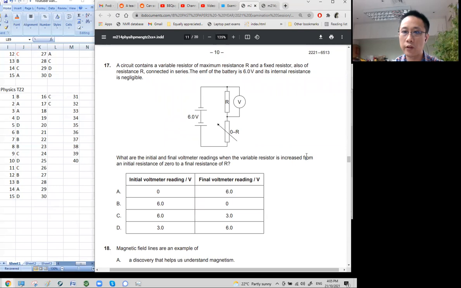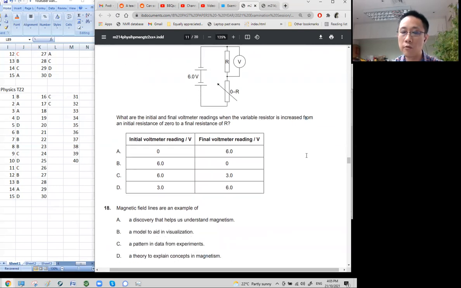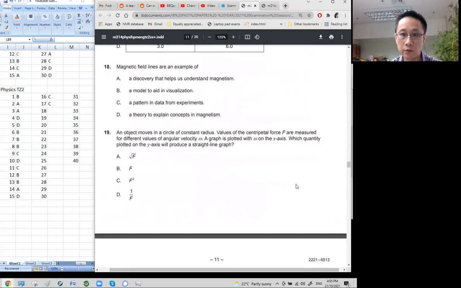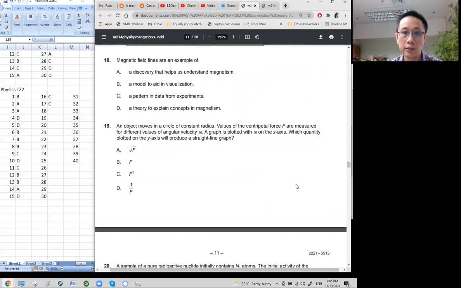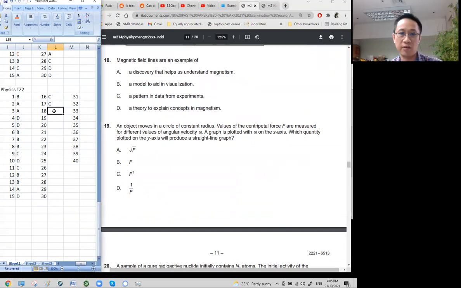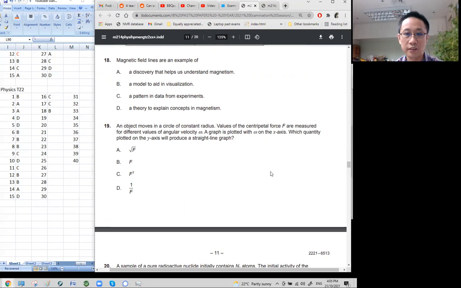This is much more straightforward than the timezone 1 paper for some reason. And I also saw the same for chemistry. Okay, question 18. Magnetic field lines are an example of weird nature of science questions, but I think B is a fairly straightforward answer. Let's hope it's correct.